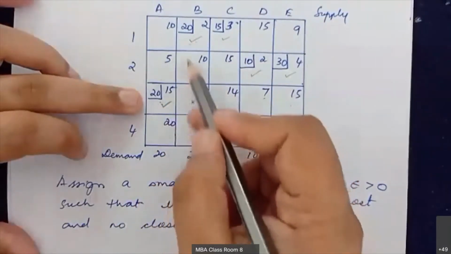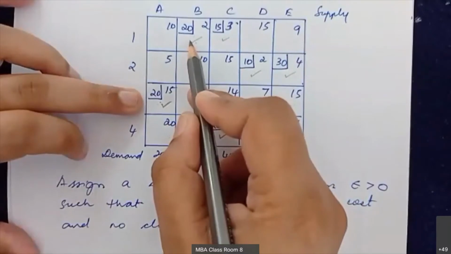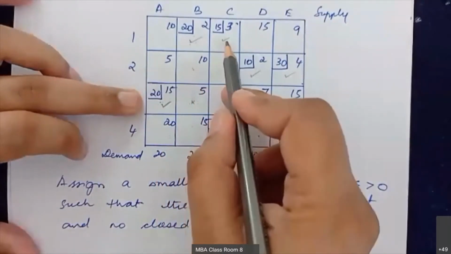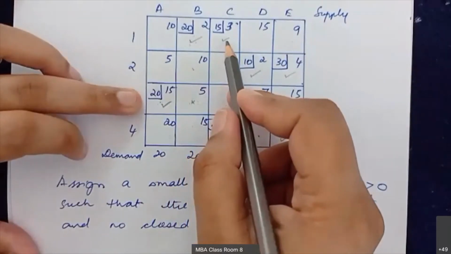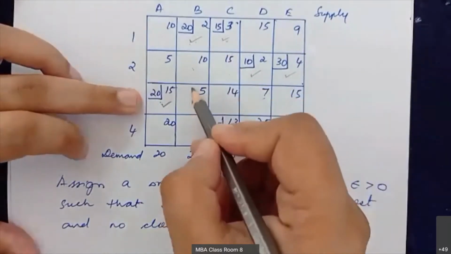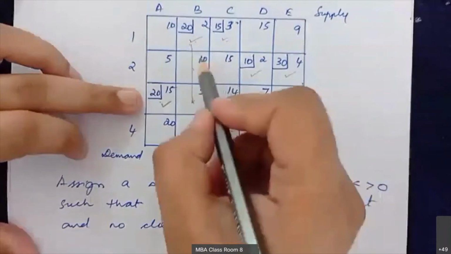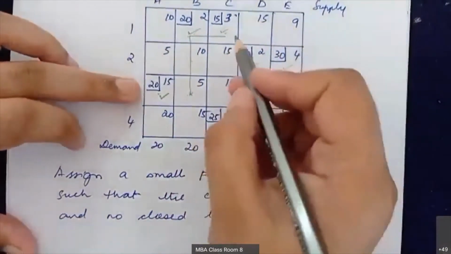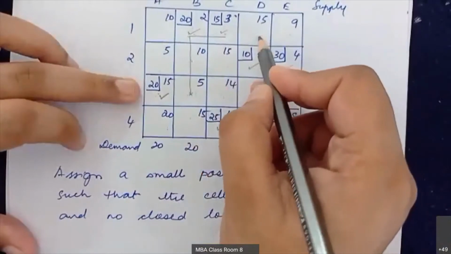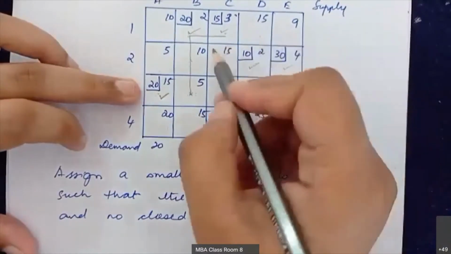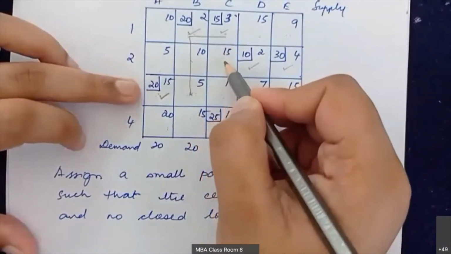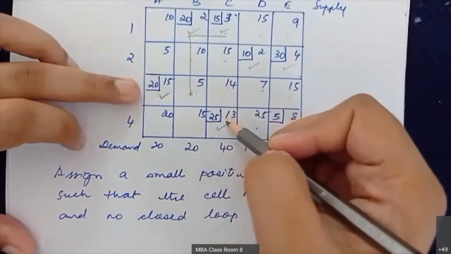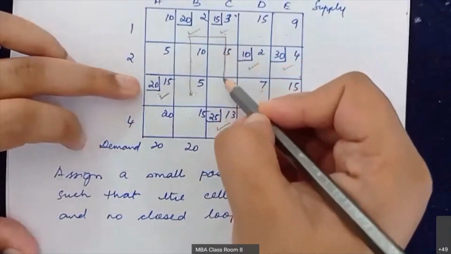If I go to this cell, which turn can I take? I can go to this cell because this is allocated. Only to allocated cells we should traverse. So I'm going here. Then I took a right turn here. Can I go here? No, because it is an empty cell. Can I go here? No, it is an empty cell. Can I go here? No, it is an empty cell. Here also I cannot go, but I can go to this cell. So I'm drawing a line straight down.